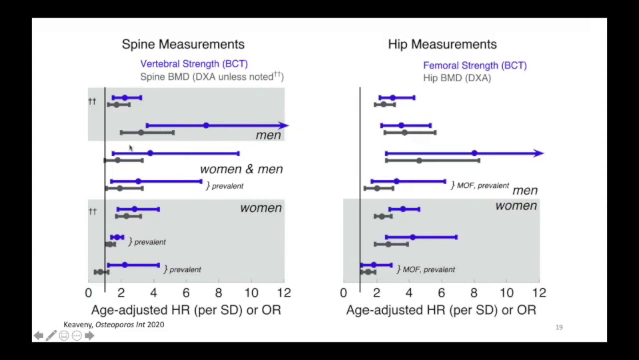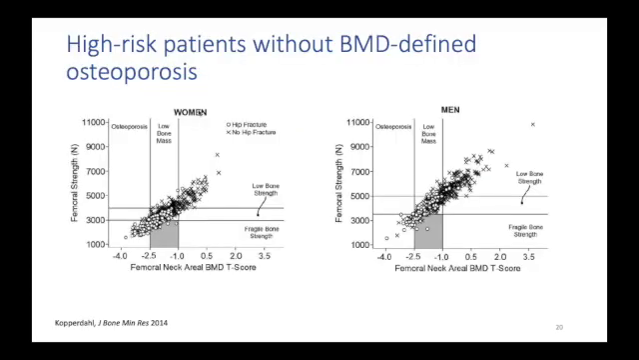And on the left is the same thing for the spine, for measurements made at the spine for predicting spine fracture. And again, consistently across every study, bone strength is better than BMD. Every single one, much stronger effect in the spine than at the hip, but very consistent findings. So this is convincing.